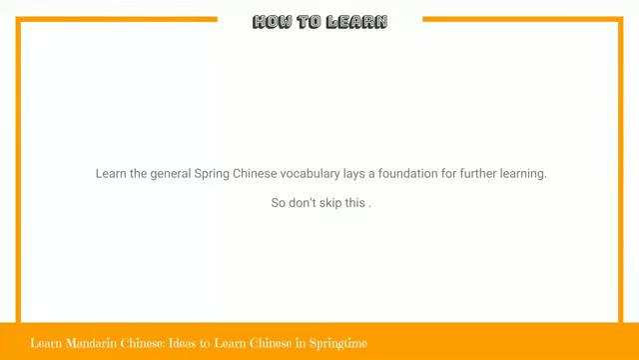So, how to learn? First, we can learn general Chinese spring vocabulary. I think this is quite important because this general base of vocabulary lays a foundation for the further learning. So do not skip it. You can use the word walls, the flashcards or pictures to teach the spring vocabulary so the kids can relate to those objects.